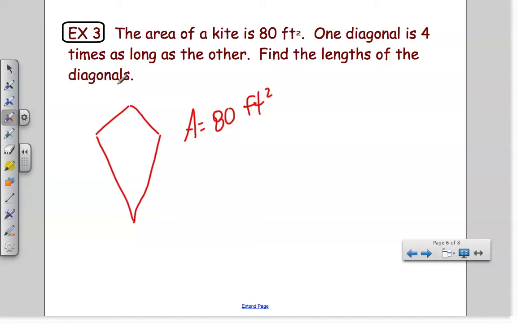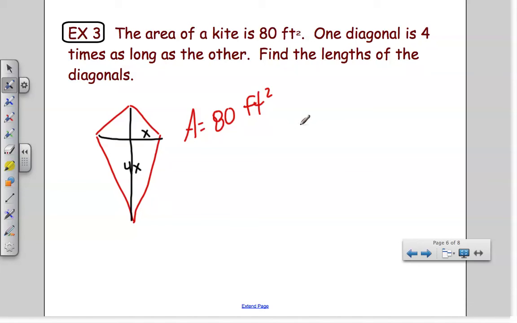One diagonal is 4 times as long as the other. Let's find the lengths of those diagonals. Well, all I have is the area, and I need to find both diagonals, so I'm going to have to call them something with the same variable. If one's 4 times as long as the other, if I call this diagonal x, then this one would be 4 times the length of that one, or 4x.